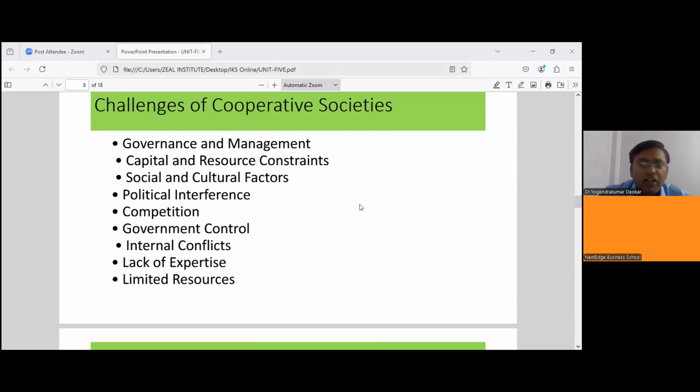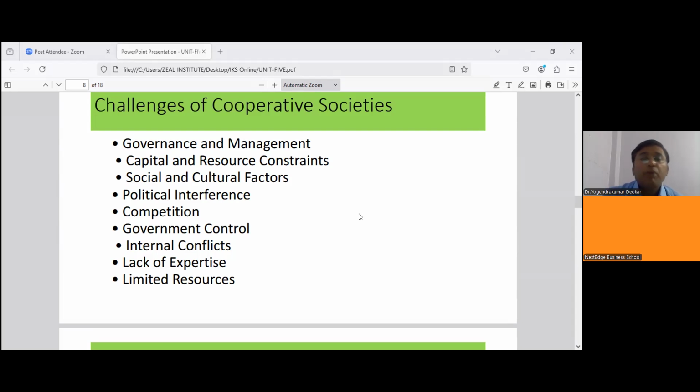Political interference is a challenge. Then competition: two cooperative societies in the same sector compete with each other, as you can compare with two cooperative banks. Internal conflicts: some people are educated, some are less educated, some are not educated, so internal conflicts are more. When an organization is there, definitely conflict will come. When people are there, definitely conflict will come. Conflict is a very common factor, but your understanding and maturity solve the problem of conflict.